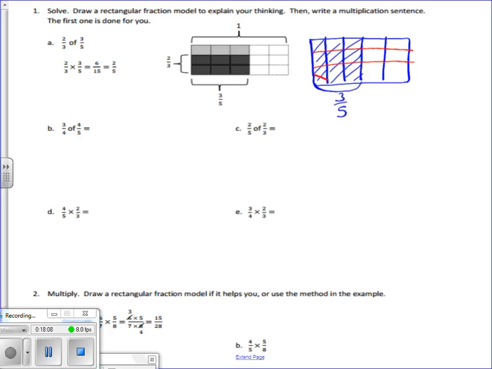So I'm going to color in 1 and 2. 2/3. So now my denominator is going to be 1, 2, 3, 4, 5, 6, 7, 8, 9, 10, 11, 12, 13, 14, 15. I have 15 total pieces. And then they want to know, how many are double shaded? 1, 2, 3, 4, 5, 6.